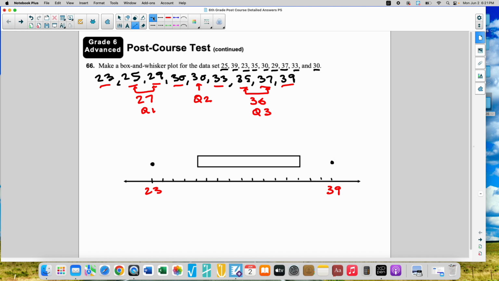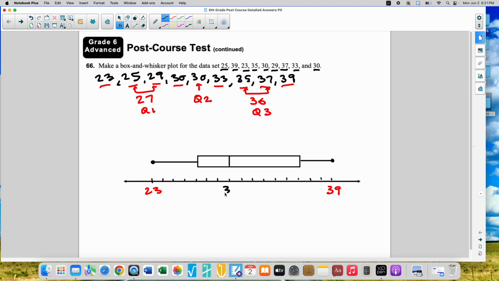And then we're going to do our line out to our point, to our min and max. And then the last line that we're going to put, let's just make those better looking. Our last line is going to be our median, which is 30. So we're going to draw a line, 24, 25, 26, 27, 28, 29, 30. So our Q2, let's make sure it's square. Boom. All right, there is our box and whisker.